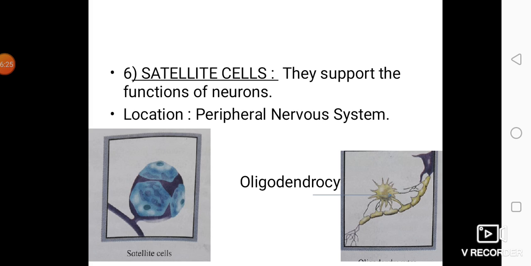Glial cells are as important as the neurons. Even though they don't transmit the impulses, they play a vital role in maintaining the structure as well as function of the central nervous system as well as the peripheral nervous system.